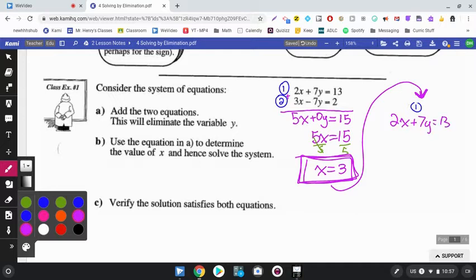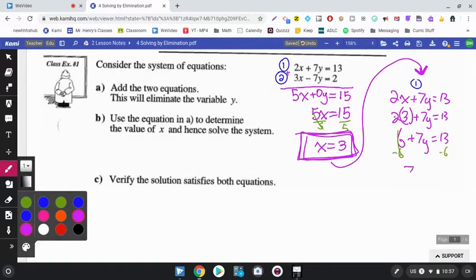Normally I try to pick the equation with the smallest numbers or the least complicated. Well, they're both pretty much the same. So 2 times 3 plus 7y equals 13, or 6 plus 7y equals 13. And I have to solve for y. I have to do a little bit of rearranging. Not the worst thing in the world, not the hardest thing we've ever solved, but it's just a bit of work. It's not quite as easy as substitution. But at the end of the day, after that solve, I get a value of y equal to 1.